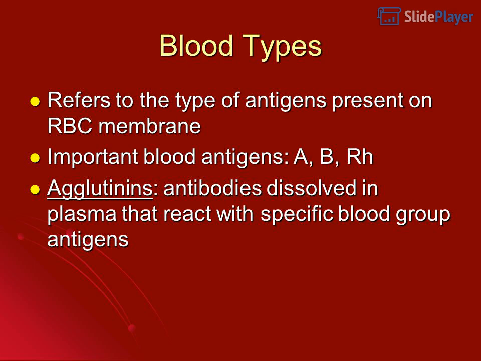Blood type refers to the type of antigens present on the RBC membrane. Important blood antigens: A, B, Rh. Agglutinins are antibodies dissolved in plasma that react with specific blood group antigens.